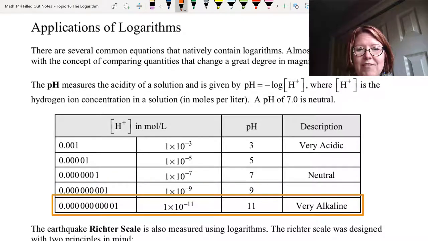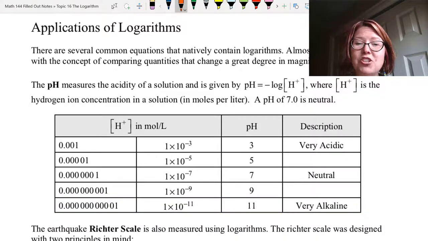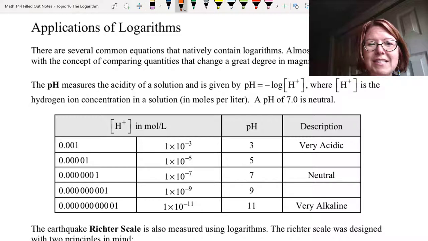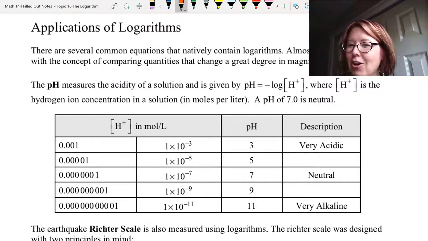Finally, we have a hydrogen ion concentration of 0.000000001 moles per liter, or 1 times 10 to the negative 11th. That's a pH of 11, and that's very alkaline. Now you can imagine that if we just had a scale that went from 0.001 to 0.000000001, this would be very hard to graph, and it would be very hard to talk about.